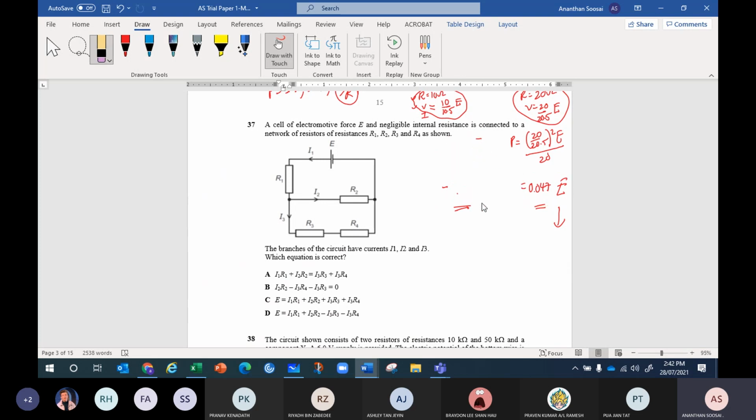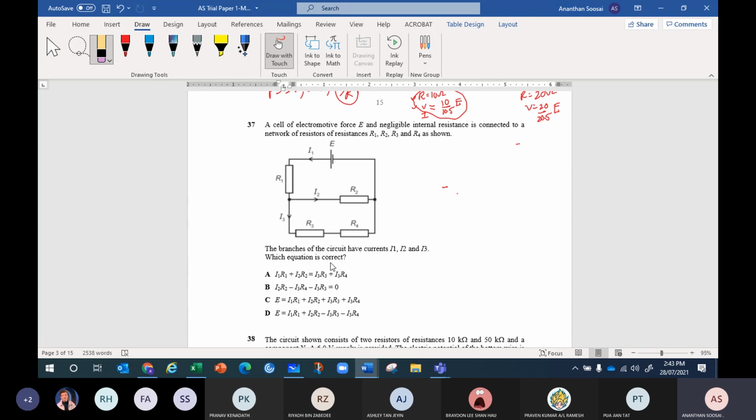So there is a circuit given. A cell with EMF E and internal resistance is connected to a network of resistors R1, R2, R3, and R4 as shown. The branches of the circuit have currents I1, I2, I3. The main current I1 splits into I2 and I3. I2 goes through R2, and I3 goes through R3 and R4. Which equation is correct?